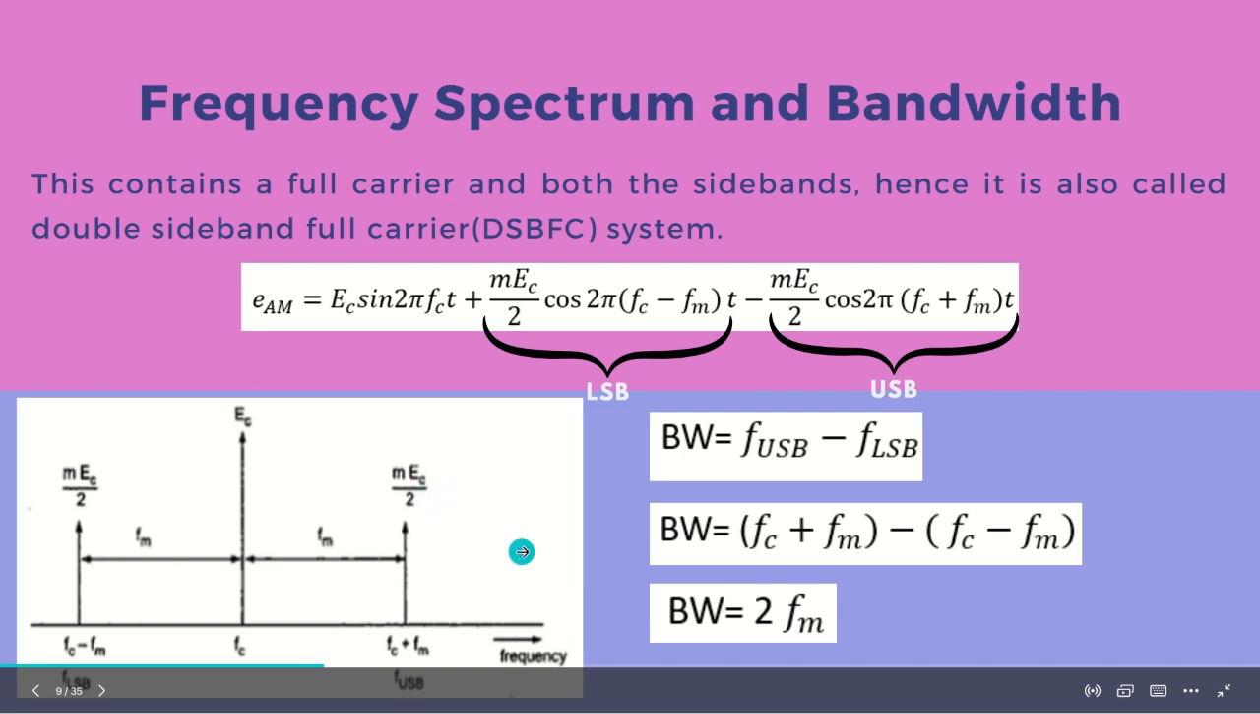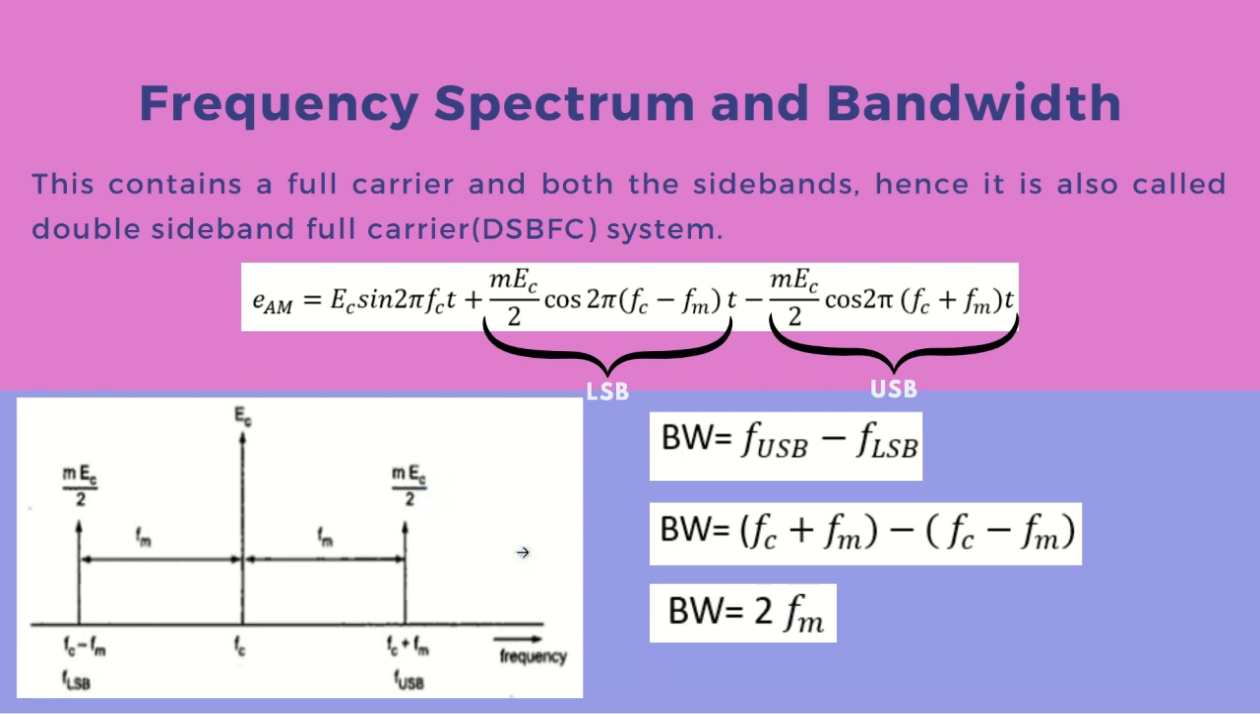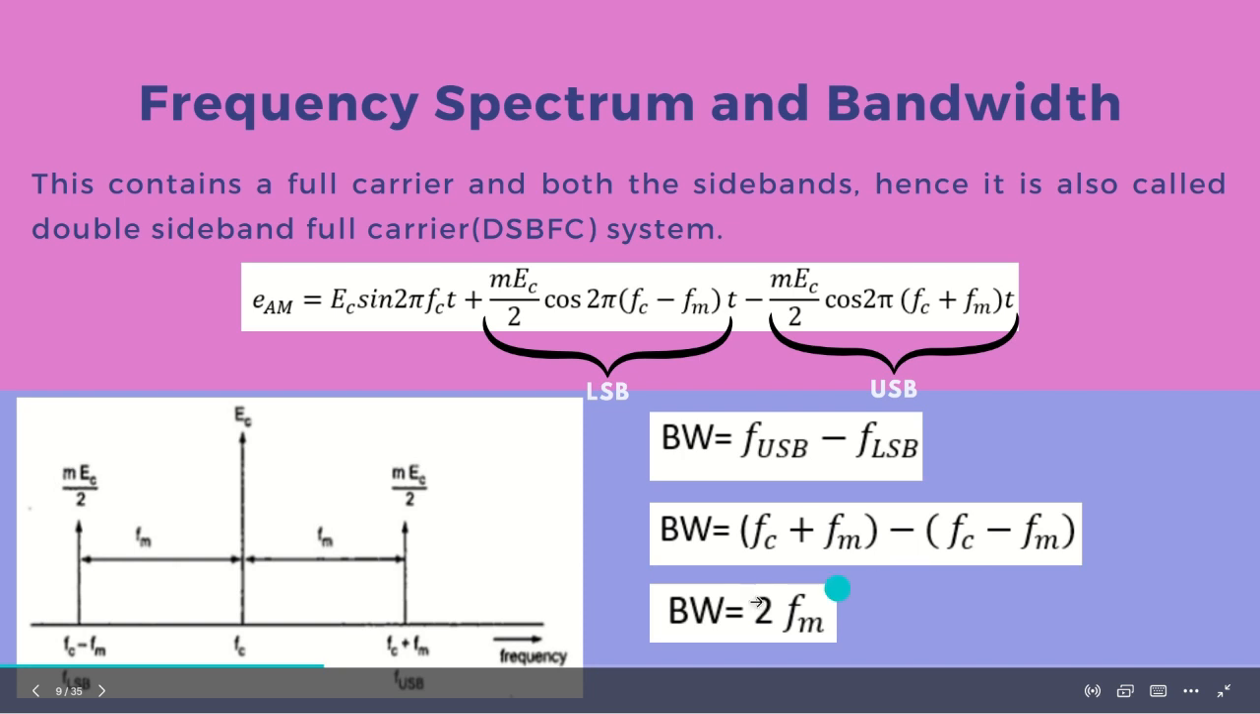We know that the bandwidth of the signal can be obtained by taking the difference between the highest and lowest frequency. So our bandwidth is nothing but FUSB minus FLSB, upper sideband minus lower sideband. So FC plus FM minus of FC minus FM. If you solve this equation, our bandwidth will be 2 FM.